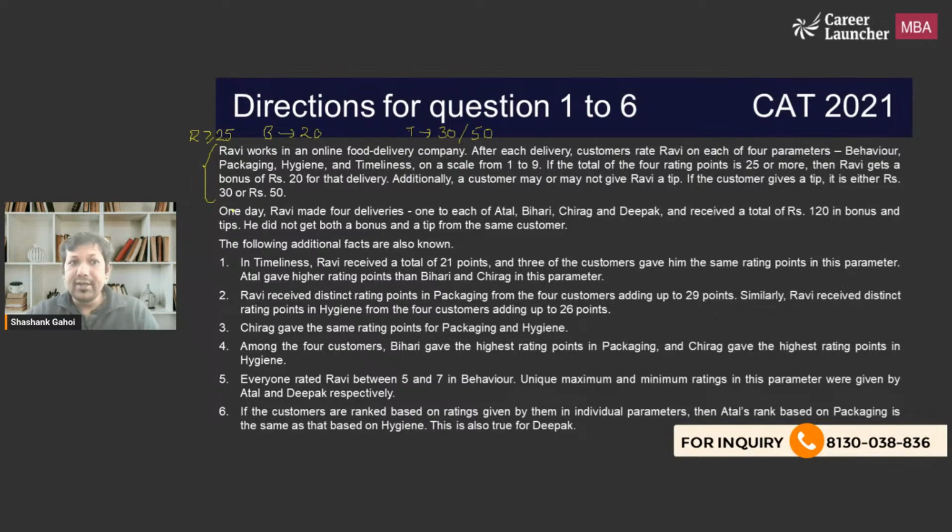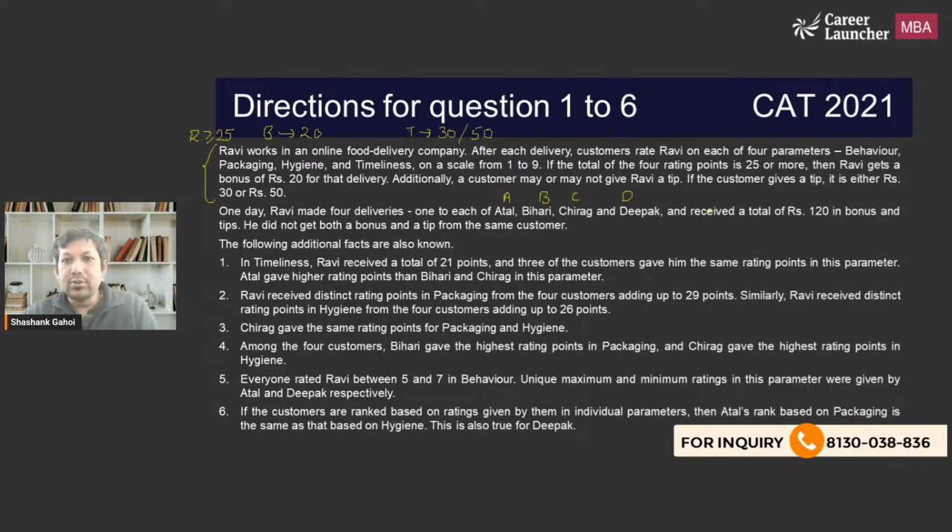Now, what does the next paragraph say? On one day, Ravi made four deliveries, each to one of A, B, C, D. I like these types of questions where names are A, B, C, D or P, Q, R, S. He receives a total of 120 rupees in bonus or tips, and he did not get both a bonus and a tip from the same customer. So he gets 120 rupees from either bonus or tips.